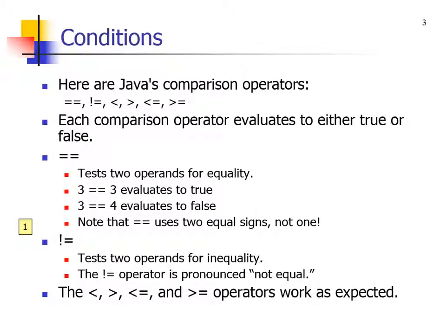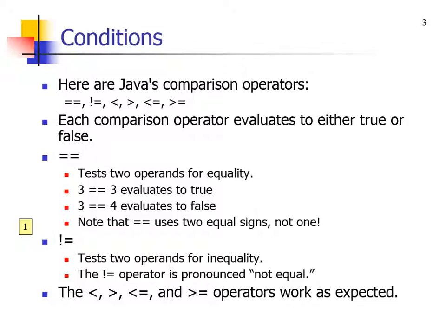Why is it double equal instead of just a single equal? Anyone know? Because a single equal is an assignment operator. That means you're assigning this value to this. If you're going to compare it, you have to use two equal signs. Pretty simple. Yes? I think you need to use 3 too. No. Just two.